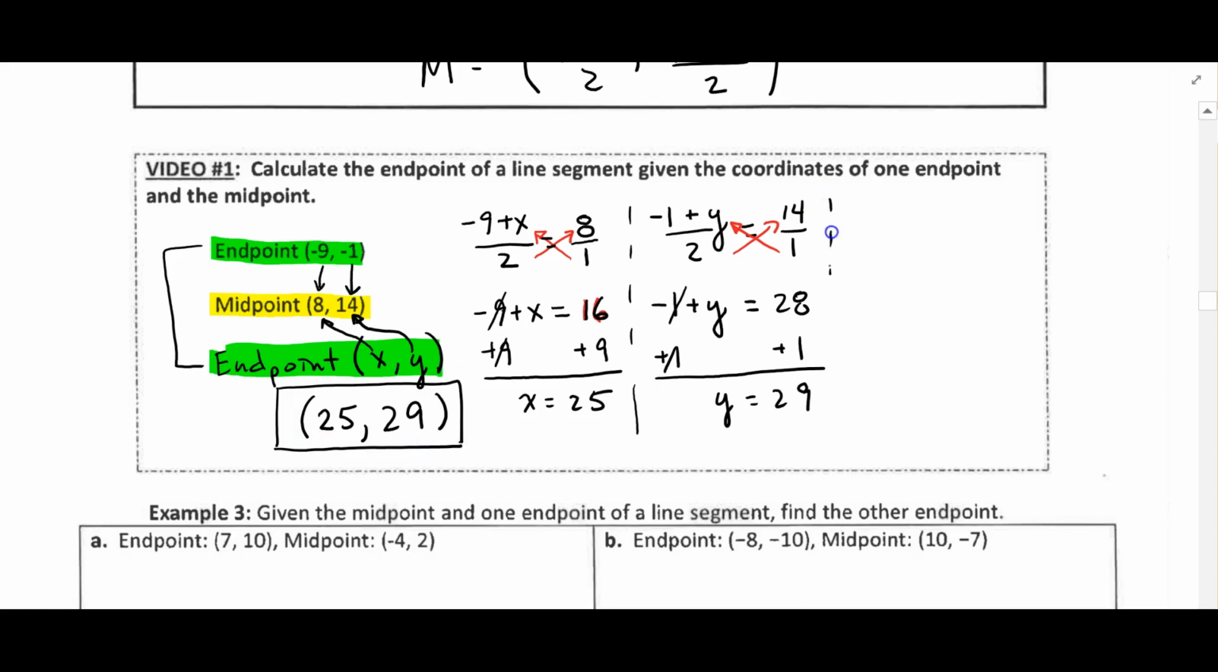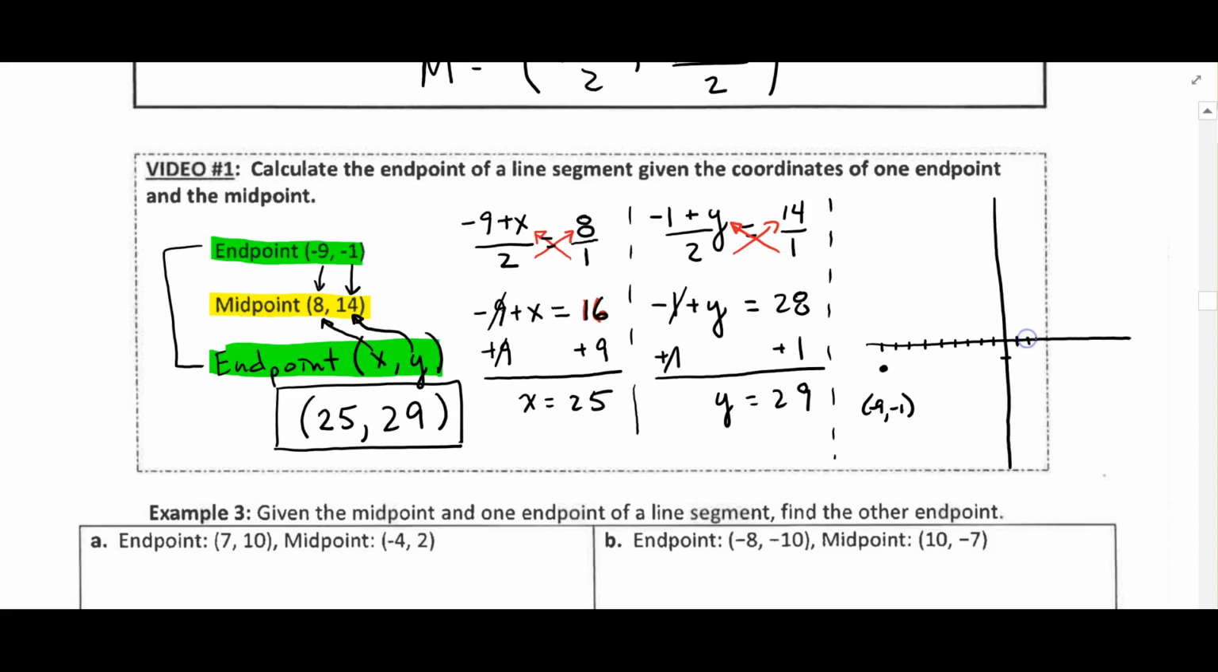Alright, so another way that we could think about this is on a coordinate grid. And this sometimes is a little bit harder if the numbers are large, but if the numbers are smaller, it works out pretty well. So let's graph these 2 points. I have one endpoint at (-9, -1). So 1, 2, 3, 4, 5, 6, 7, 8, 9. We'll try and make those as equal as possible. Negative 1. So here's (-9, -1). And then the midpoint is at (8, 14).